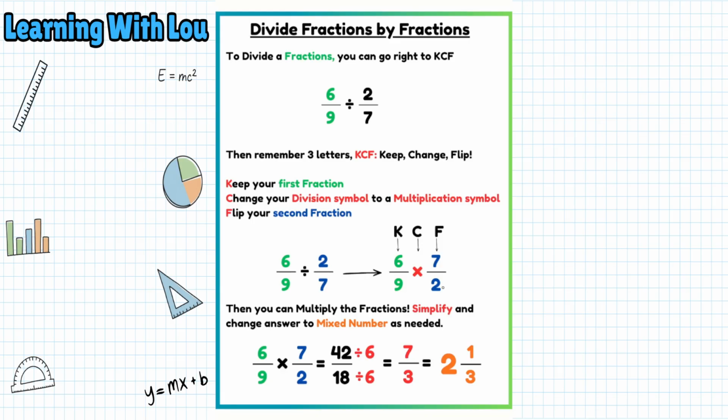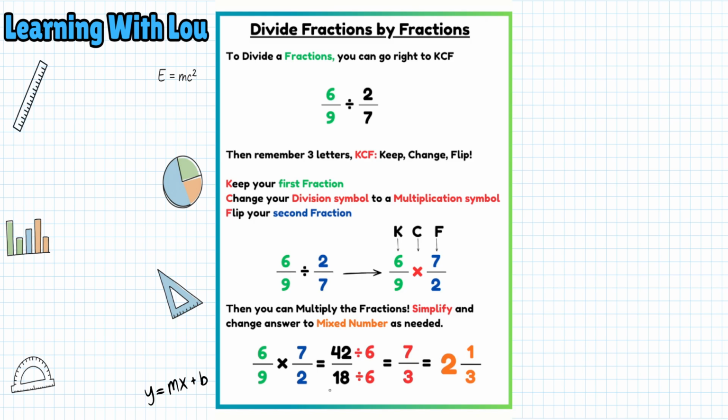And then all you have to do is just multiply fractions. And if you haven't seen my video on that, I highly suggest you check it out because that explains exactly what to do for this final step. So you go ahead and you have 6/9 times 7/2. You do 6 times 7, which is 42. And then you do 9 times 2, which is 18. Now, I always tell my students that they have to simplify their answers, and if they have a fraction greater than 1, turn it into a mixed number.